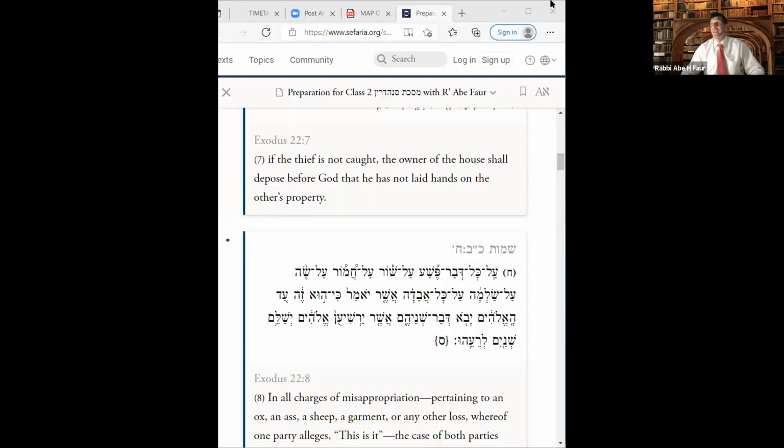This is a summary of a Mechilta. There's a Mechilta, and I think it's in the resource sheet. If you open it up now, just go to the resource sheet for a moment. I think I'll have it somewhere as well. Okay, at least I think I have it. Oh, there you go. Okay, very good.